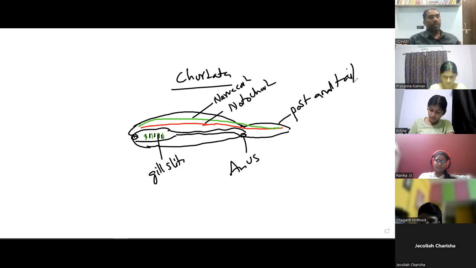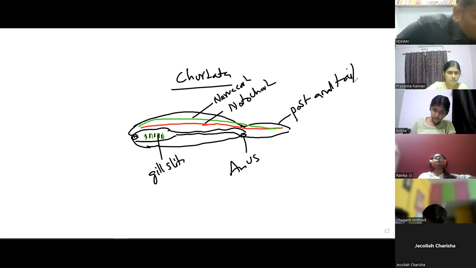I'll repeat once again. Chordates have three fundamental chordate characters. Number one, notochord. I told you, it is derived from which germ layer? Mesoderm. Nerve cord is derived from which germ layer? Ectoderm. And gill slits are derived from ectoderm and endoderm. And there is a post-anal tail.